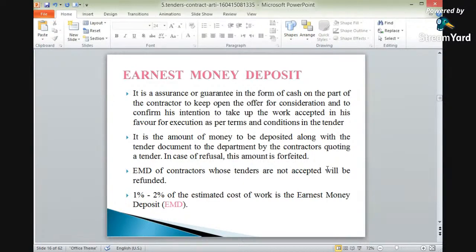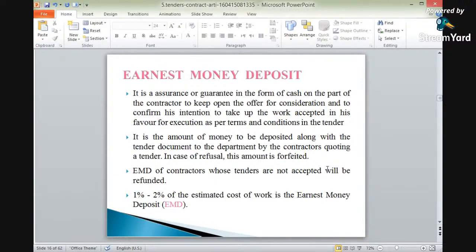Earnest money deposit of contractors whose tenders are not accepted will be refunded. Suppose there are 10 contractors who have deposited their earnest money, but out of the 10, one contractor has been accepted for the tender. So the EMD of the other 9 contractors will be refunded. It will be given back to the contractors.